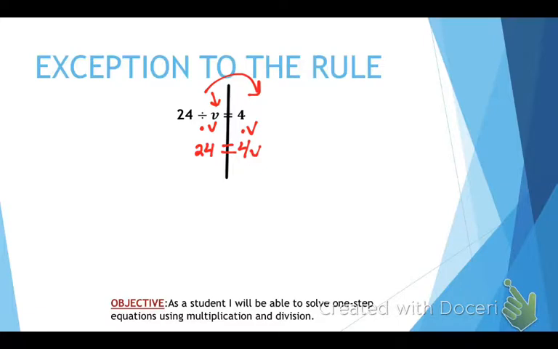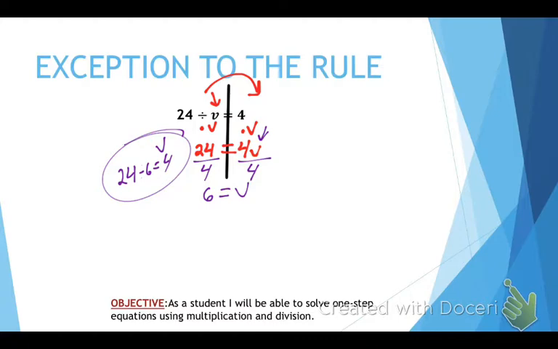All right, so now let's pay attention here. What happens? Well, how do we get rid of our 4 that's attached to the v? Because remember, we still want to isolate our variable. So 4 times v, the opposite of 4 times v, is divide by 4, and we're going to divide both sides by 4. That's going to give us 6 equals v. Now let's go ahead and double check it. Does 24 divided by 6 equal 4? Yes.